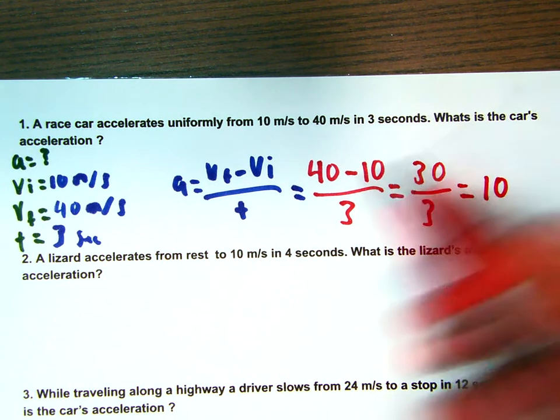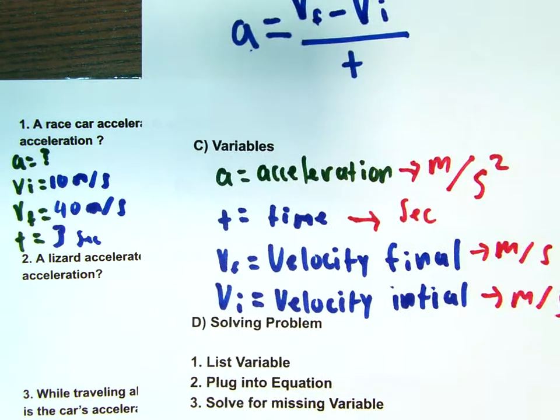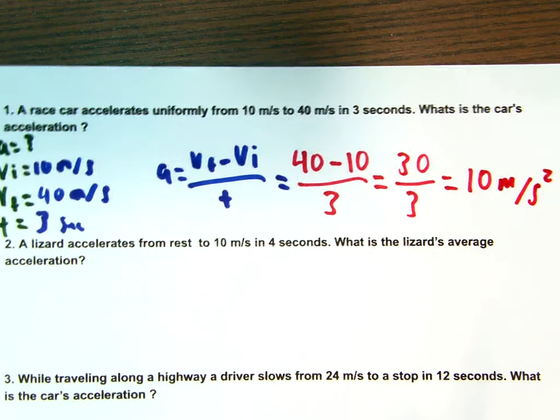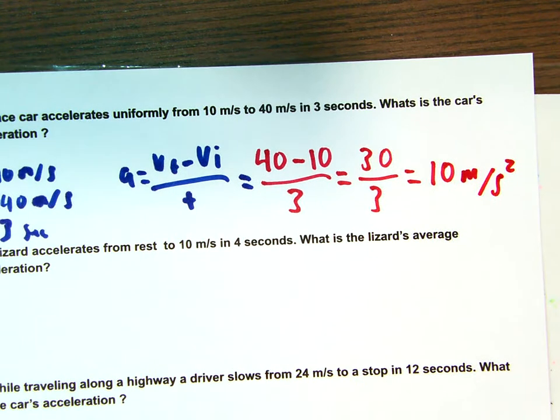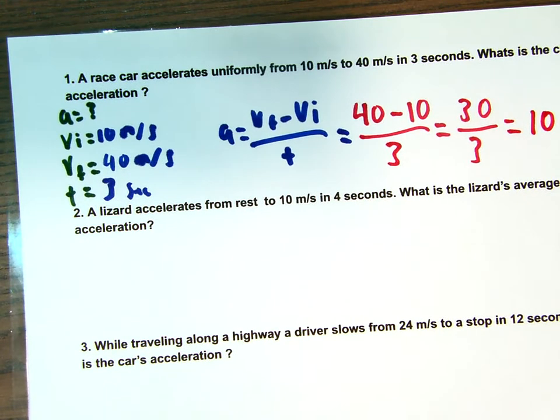Okay, so my acceleration is 10. Well, what are my units? Acceleration is meters per second squared, right? Meters per second squared. Okay, and that's how we do it. We just plug in our information, we solve, and we go from there. Okay, let's go through the problems. Let's work a little bit quicker on this one.